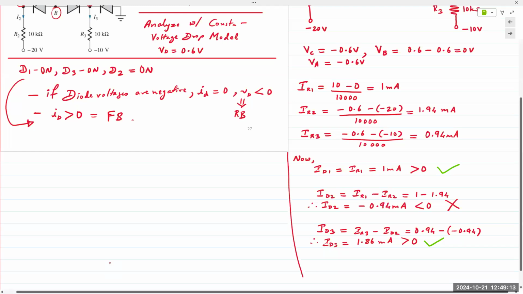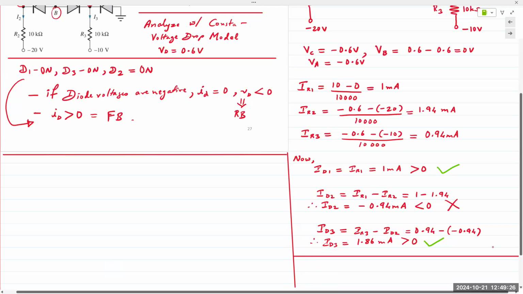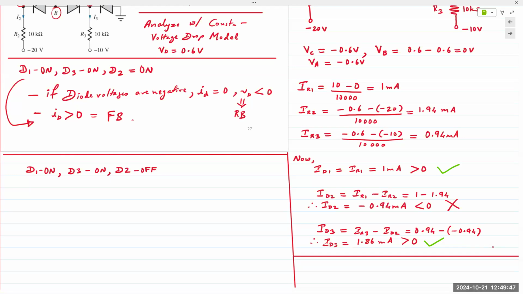Okay, so I'm going to put an end to this right here. Now we choose a different state. And in this state, I will still stick with D1 as on, D3 as on, but this time I'm going to choose D2 as off. Now I have to redraw the circuit. Once I redraw the circuit, let's see what we get.